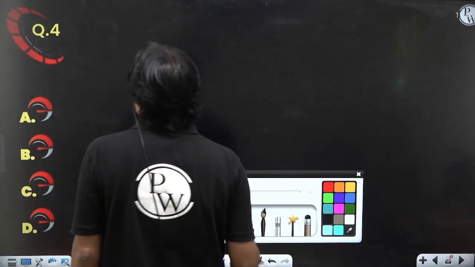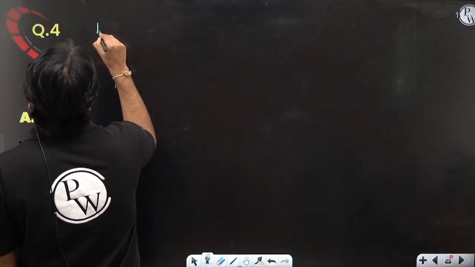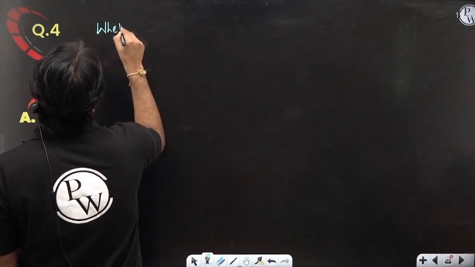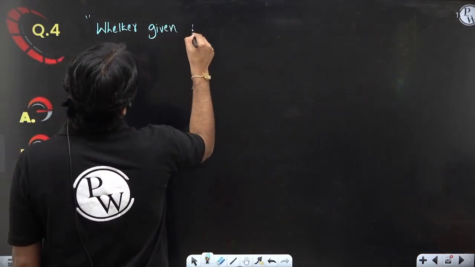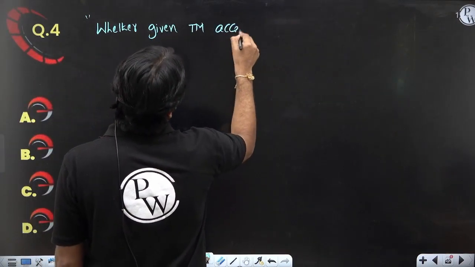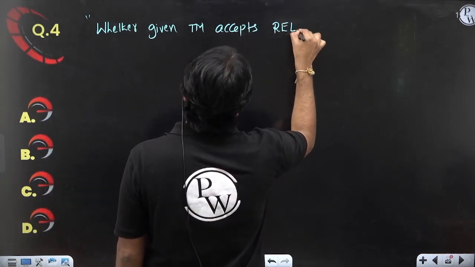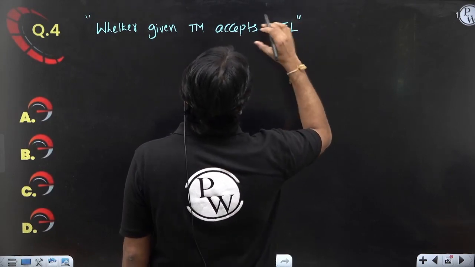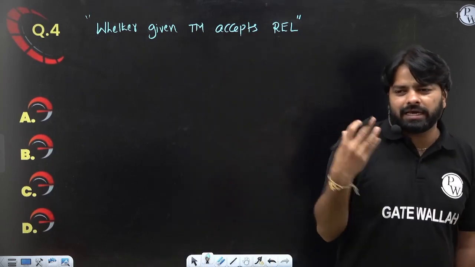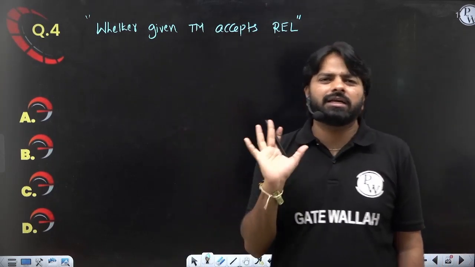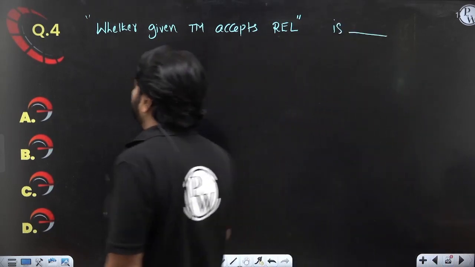Question 4. Whether a given TM accepts a recursively enumerable language. I did not mention which REL, it's just some Turing machine and REL. With a given TM, I'm asking, is it accepting REL? Any REL, it doesn't matter. Is this problem decidable?